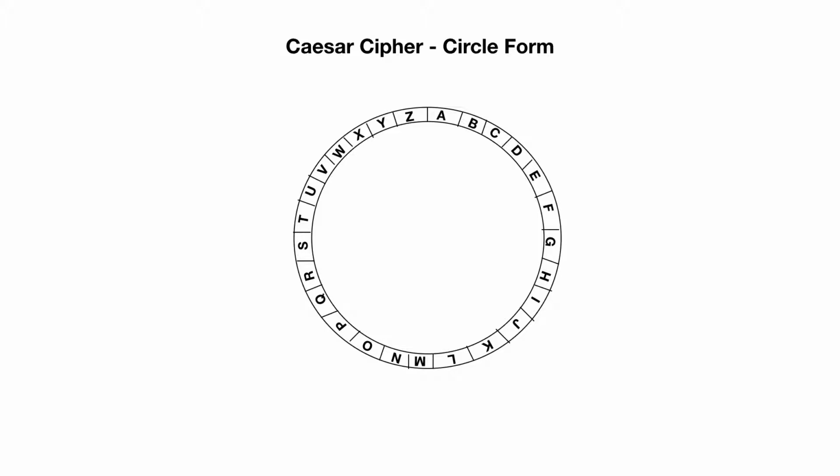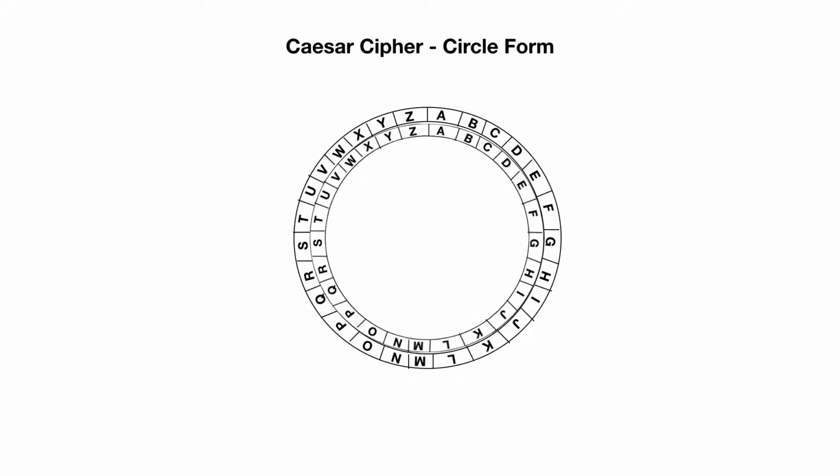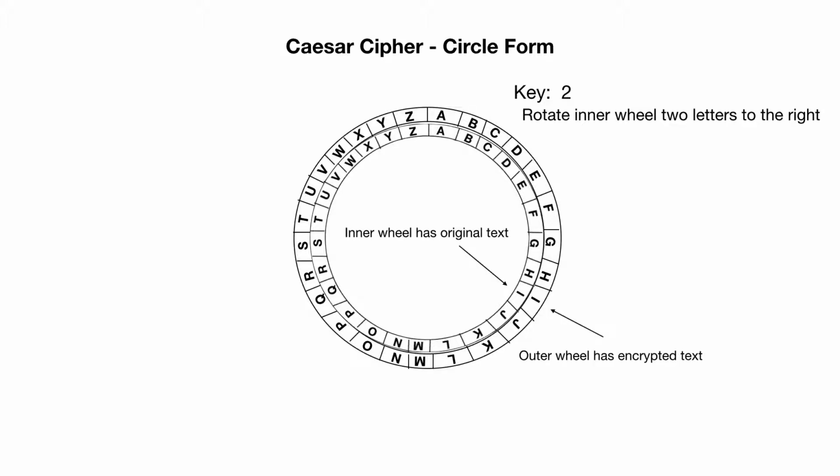In class, we looked at the Caesar cipher, and we thought of it as being in a circle where we had an outer circle of the alphabet, and then we had an inner circle of the alphabet, and then we would have this idea of a key.